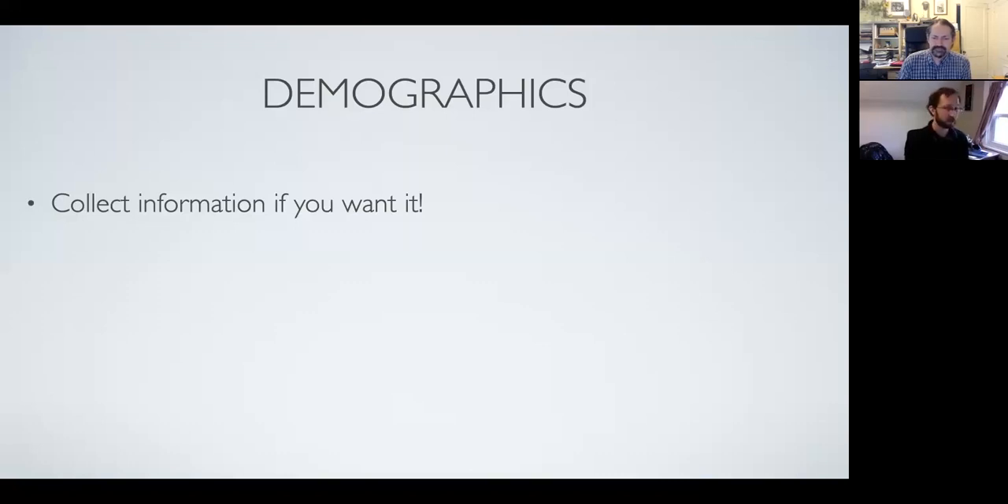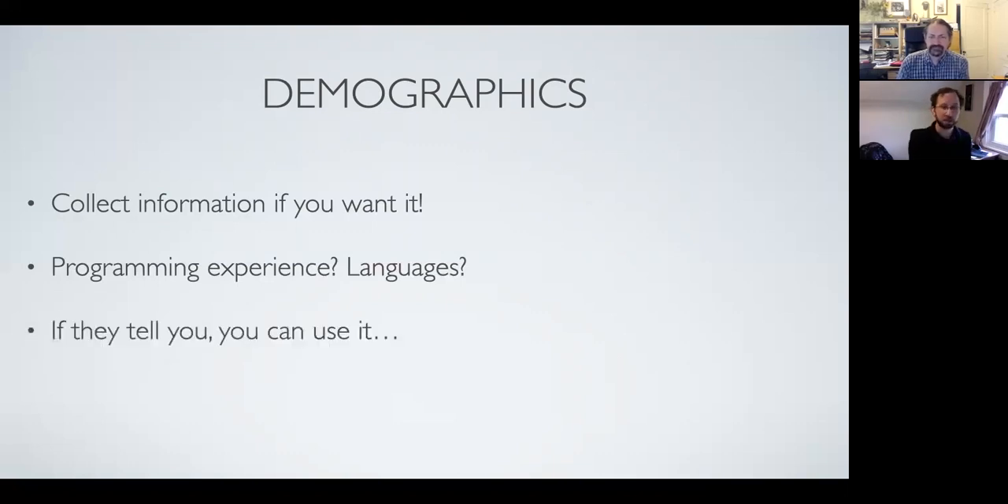Participants can choose not to give you information if they don't want to. So you can ask what kind of programming experience they have, and what languages they have experience with. If they tell you information, then you can use it because now they've given you permission to use that data in your study. So for example, you can ask for somebody's gender. I typically do it like this. There's a blank line and people can write whatever they like.